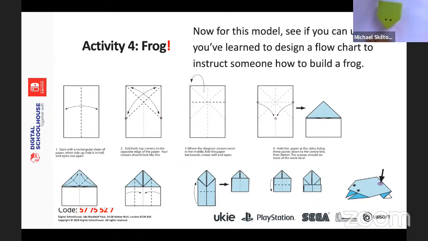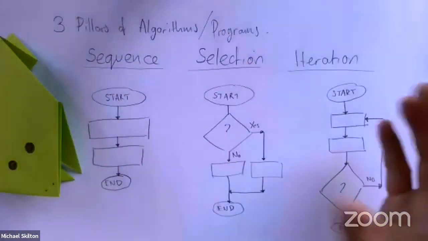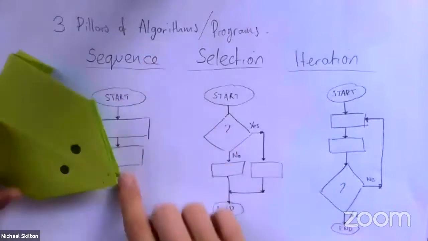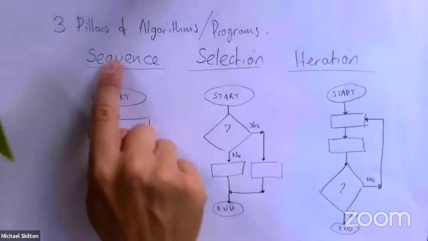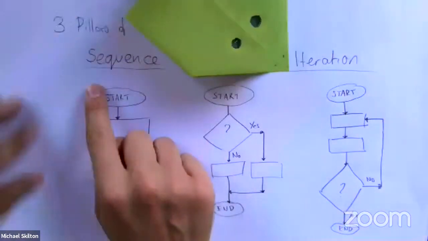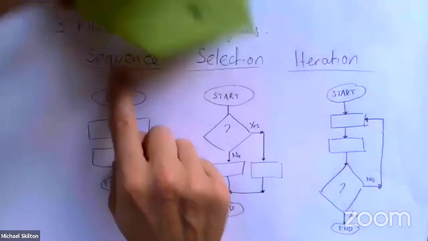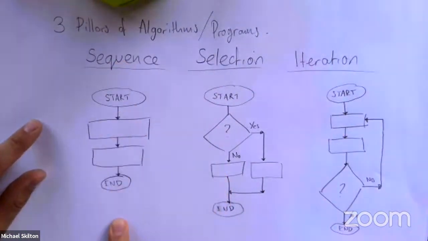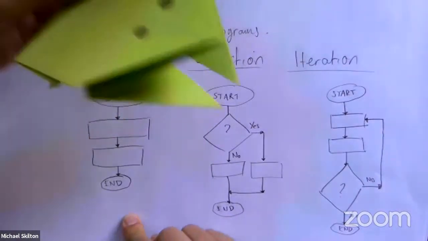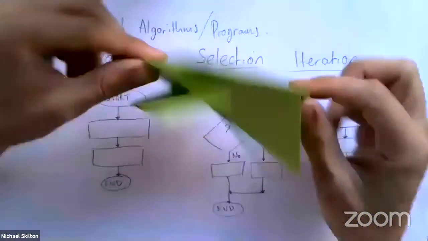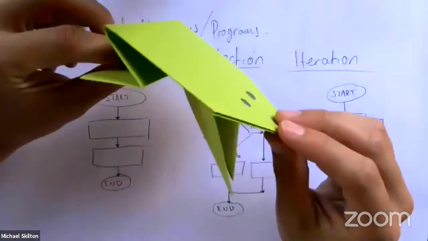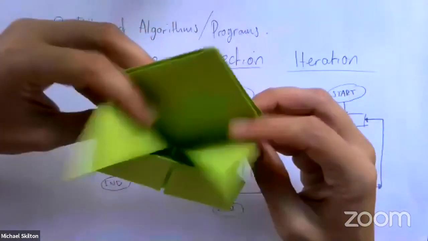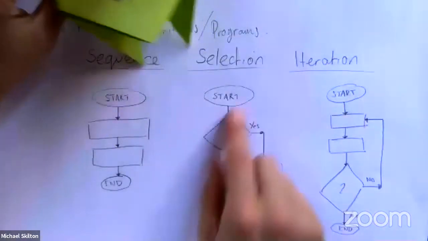Just coming back to sequence, selection and iteration, which are so important as the three fundamental pillars of anything to do with algorithms or following steps. We can say that whilst making this frog, we were following a sequence of instructions, starting at the beginning and ending at the end. It was really important that we did this in a specific order. We weren't able to create the back legs, for example, before we created the front legs. These had to be made first.